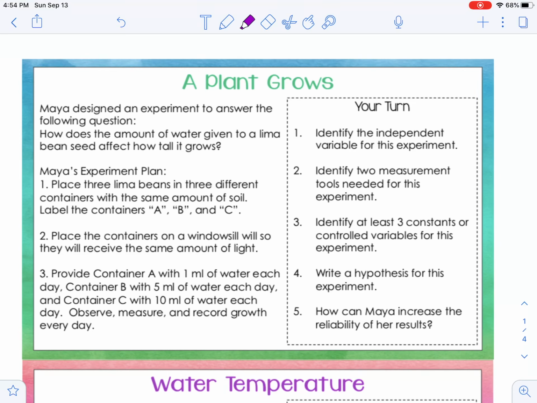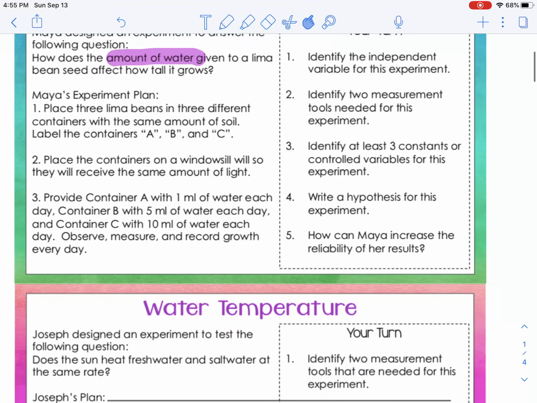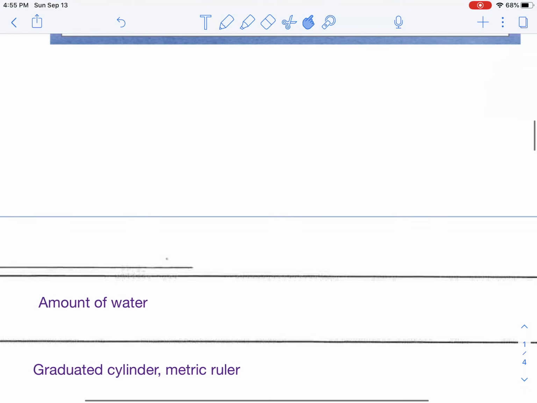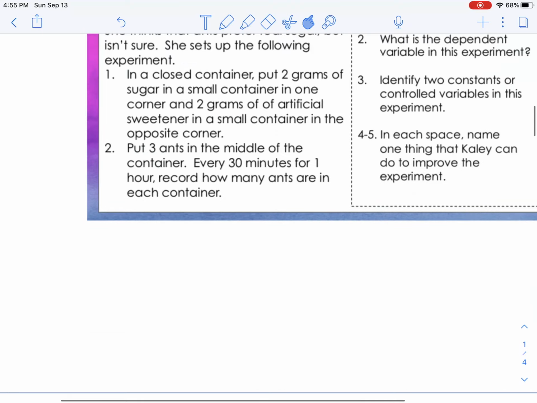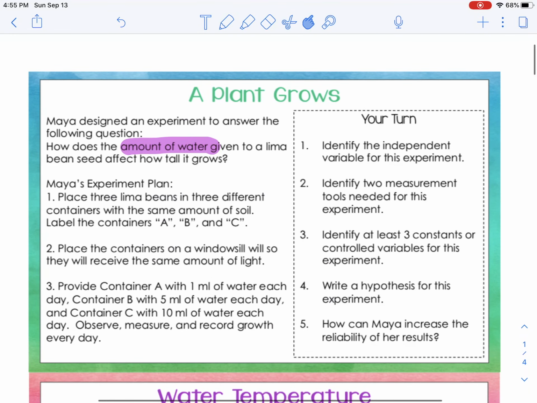Your turn. Identify the independent variable. So what is it that we are purposely changing? So it looks like we are purposely changing the amount of water. The amount of water.